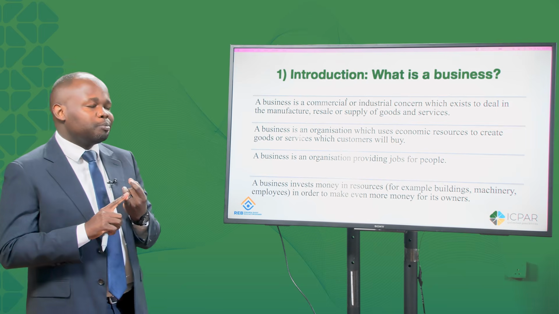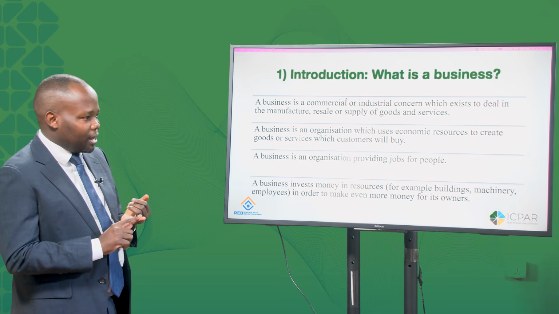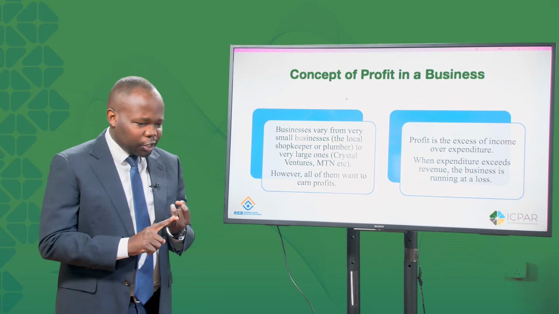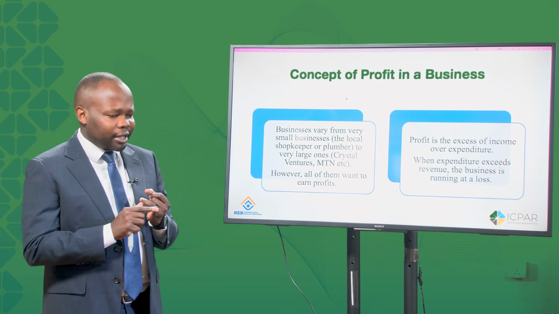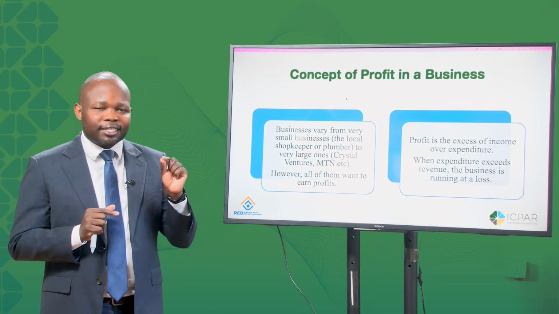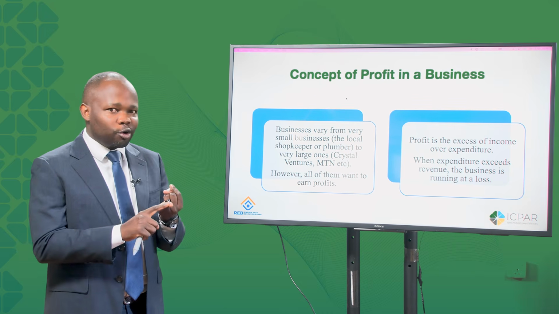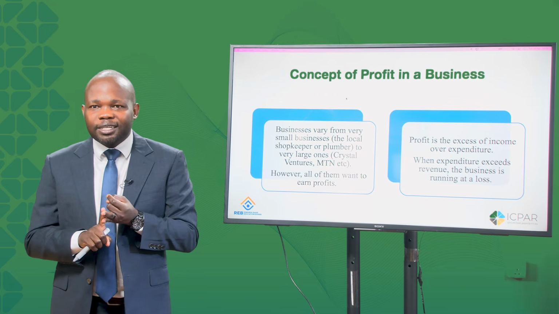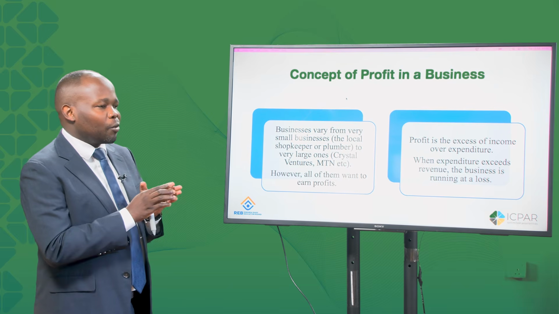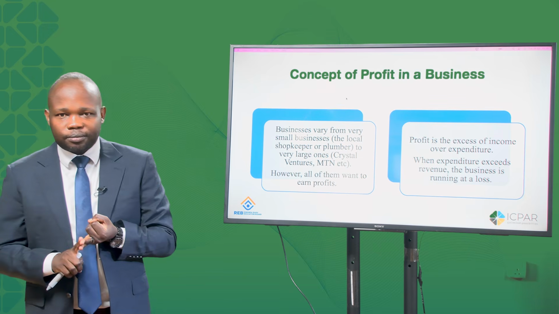Examples of resources include buildings, machineries, and employees. In our next item, the last definition of a business focuses on making a profit. So whichever type of business, whether it's a small business, like maybe a sole trader who is operating in Nyabugogo, or a larger business like MTN, Bank of Kigali, or even Crystal Ventures, whether it's big or small business, the objective is to make a profit.